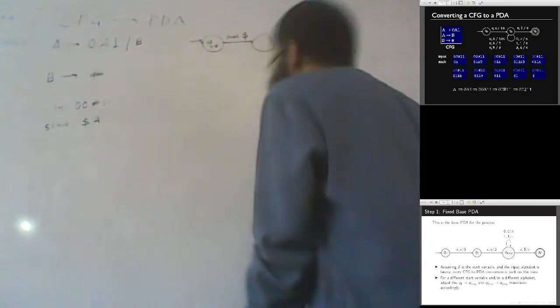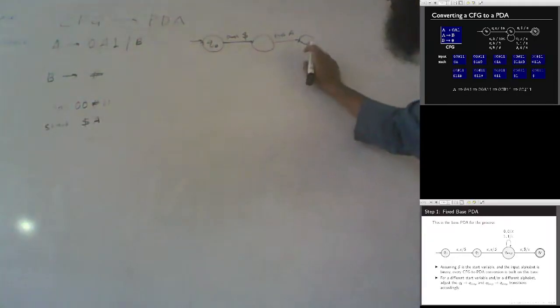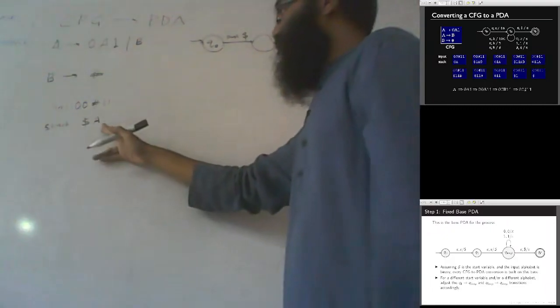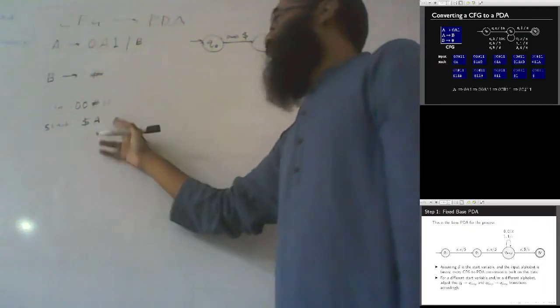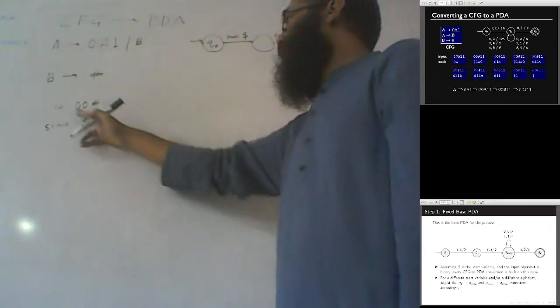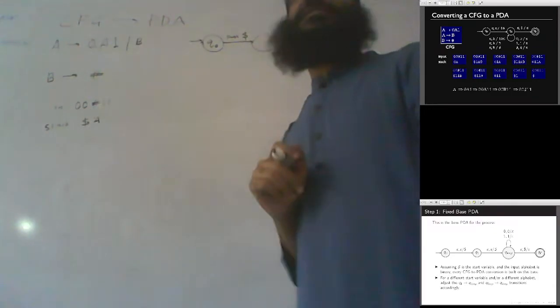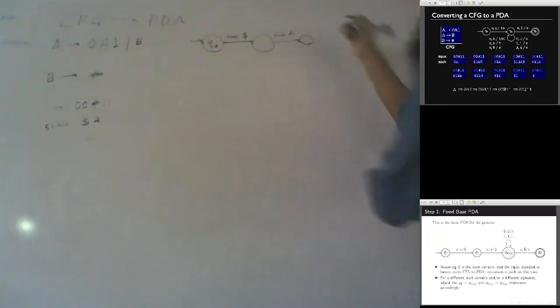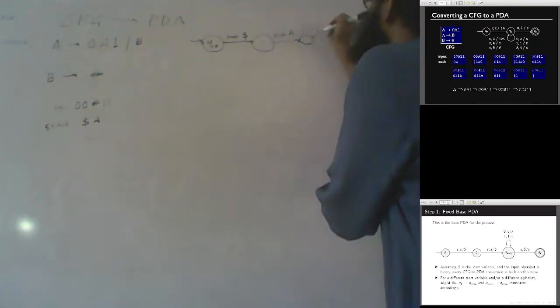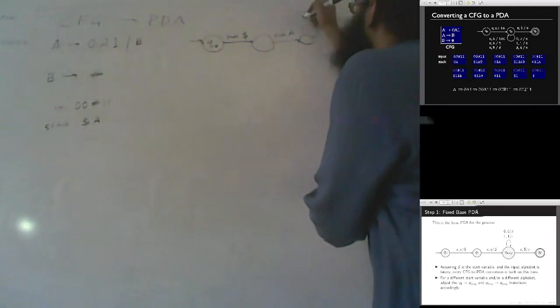So from this state, if at any time we see a terminal at the top of the stack, we try to match it with the input. If we see a 0, we match it with that 0. If we see a 1, we match it with the 1. If we see a hashtag, we match it with the hashtag. So all of those can just be simple self loops.